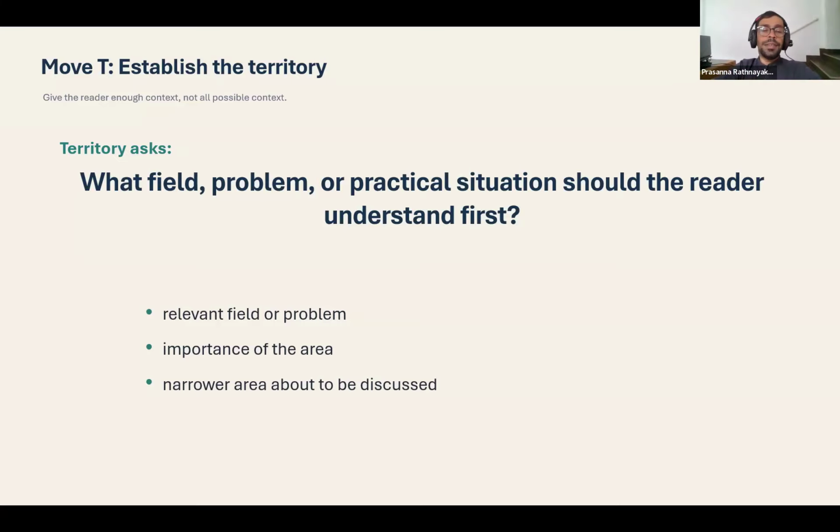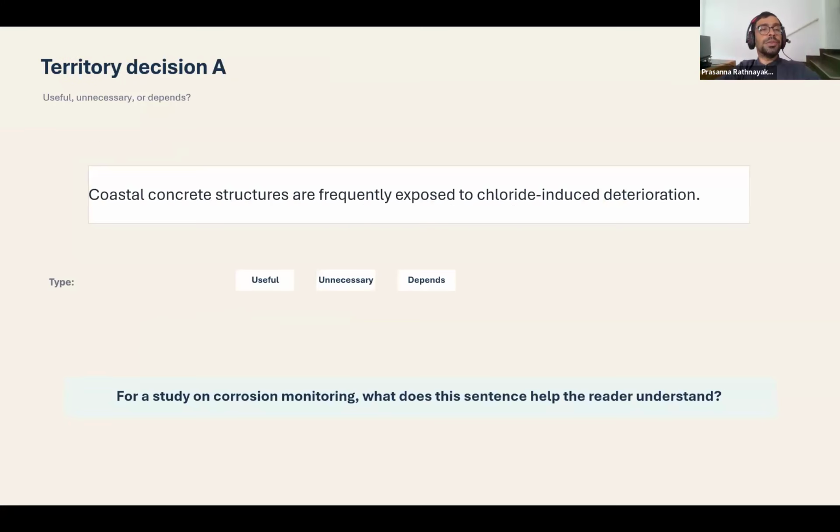Get it? Well, let's move on and see how this simple move T sets up your introduction. It simply answers the question, what field, what problem, or what practical situation should the reader understand first? So setting up the territory means giving the reader the first idea in which field your research falls in, what problem you are going to solve, and what is the practical situation in and around the field that you are trying to navigate. Clear? All right. Let's move.